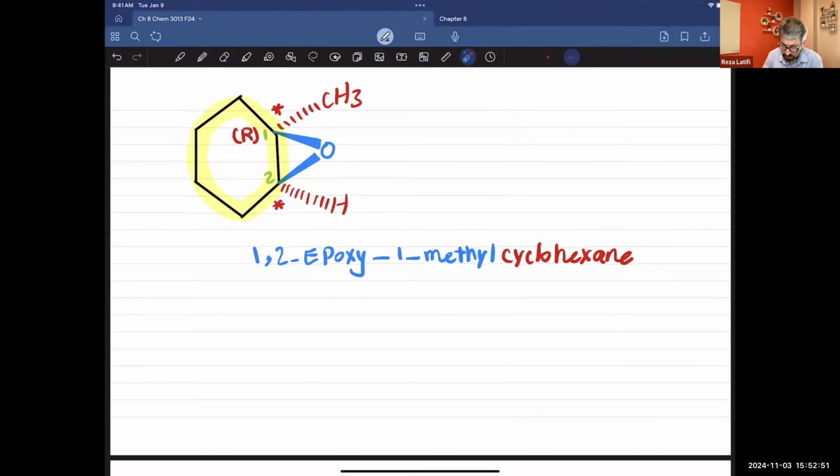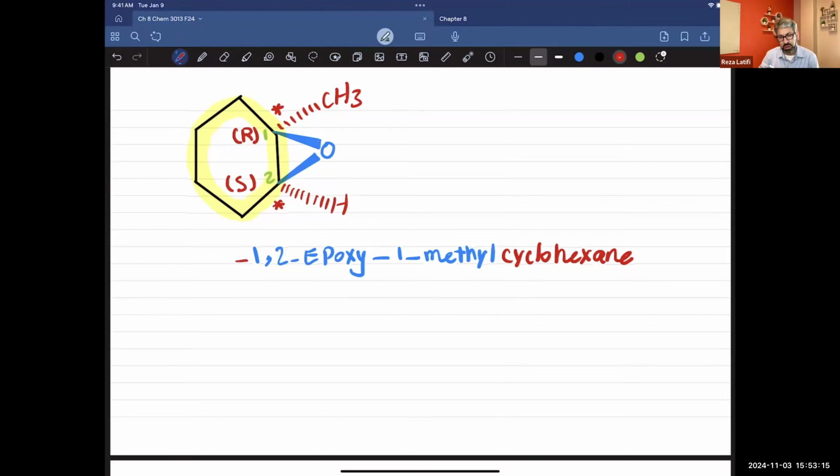How about carbon number 2? This is carbon number 2. So we have 1 here, the 2 will be there, and this is going to be 3, and hydrogen will be the 4th priority, and hydrogen is back. So this one is going to have S configuration.